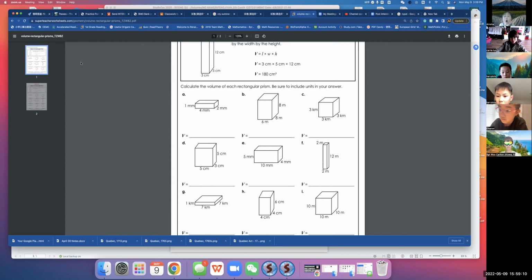Let's take a look at number G. Eleanor, can you tell me the answer to number G? 49 kilometers cubed. Very good. 49 kilometers cubed. Very good. Okay, so number H.